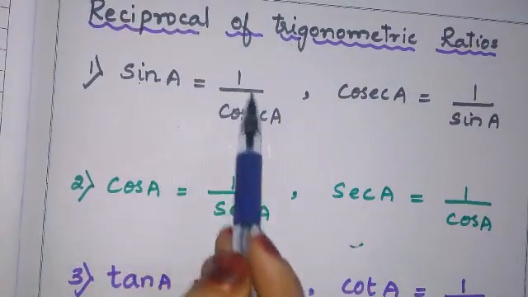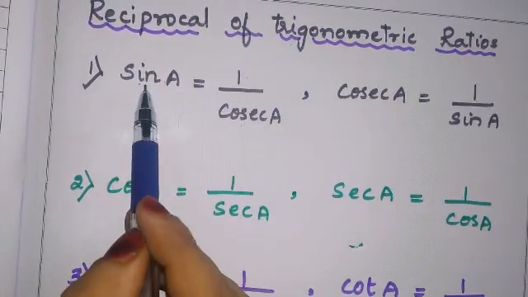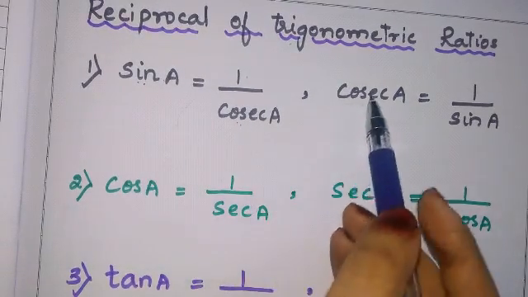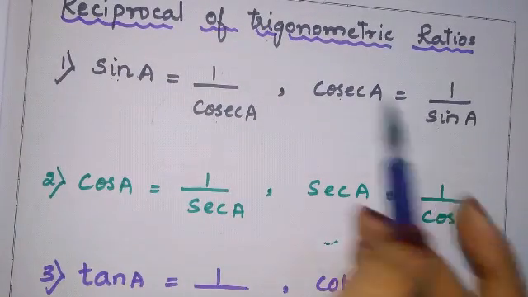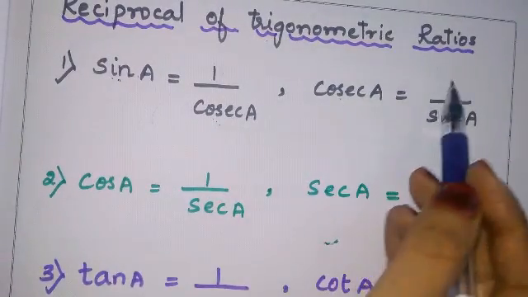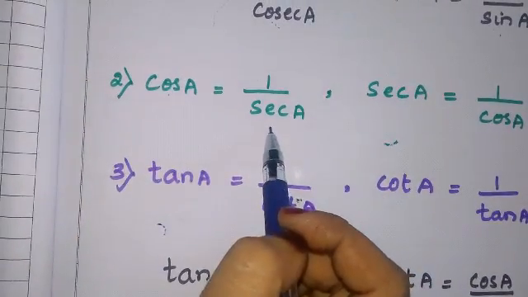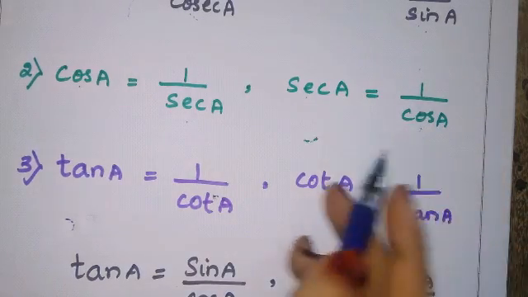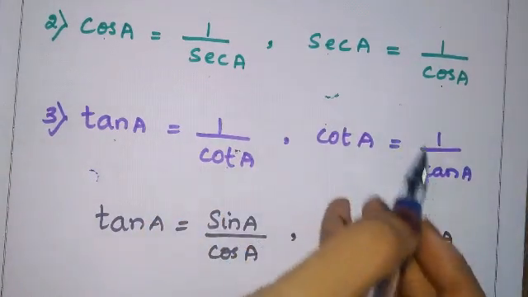Sin A is 1 upon cosec A. This we should remember. They are reciprocals. Similarly, cosec A is nothing but 1 upon sin A. Sin A is always 1 upon cosec, cosec is 1 upon sin. Cos is 1 upon sec A, and sec A is 1 upon cos A. In the same way, tan is 1 upon cot and cot is 1 upon tan.